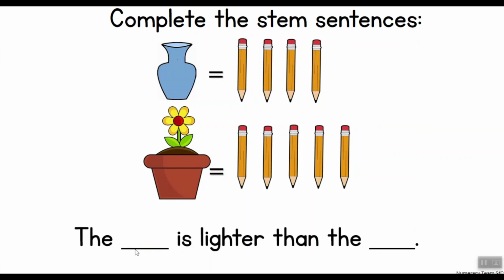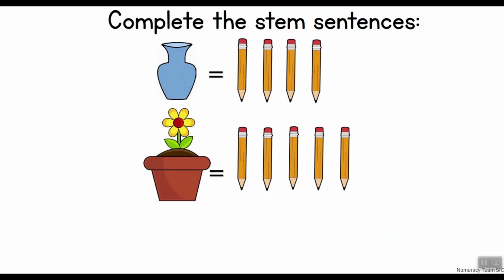We read, the is lighter than the. So, which item do you think is the lighter one? If you wish, you can pause the video until you reason this out. Let me share with you my reasoning. So we know that the item that weighs the least amount of pencils is the lightest. Therefore, since the vase weighs less pencils than the flower pot, we know that the vase is lighter than the flower pot. And there we're correct. Okay, let's move on to the last sentence.